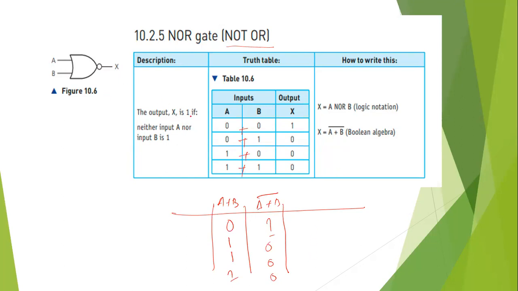Here is given the output X is 1 if neither input A nor B is 1. And you can write logic statement A nor B. Okay. Or in Boolean level, you can write A plus B bar. We will read according to that.